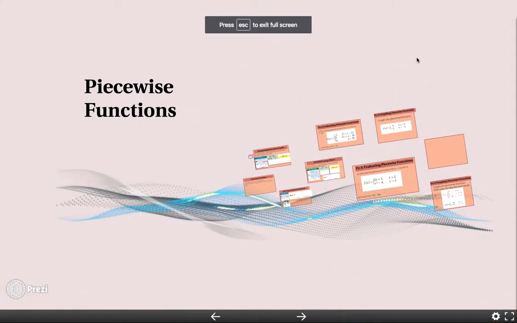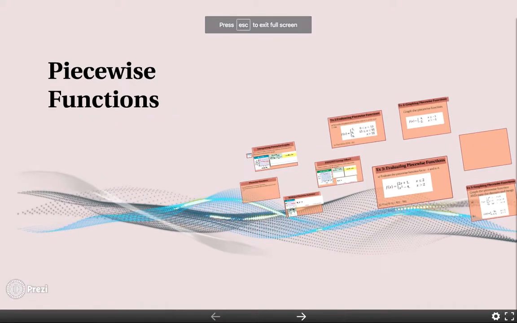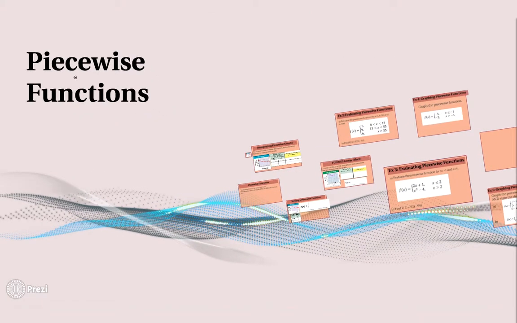So in today's lesson, we're going to talk about something called piecewise functions. So we'll be dealing with pieces of a function, not the entire function. So let's go into detail on what exactly that is.